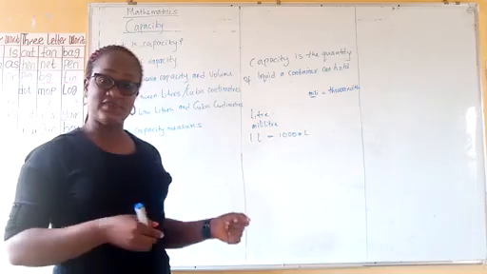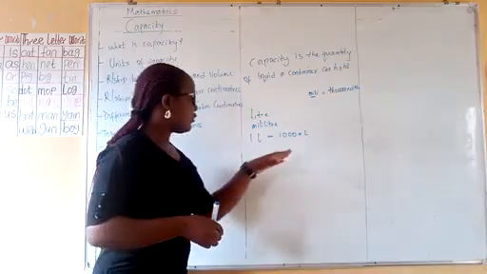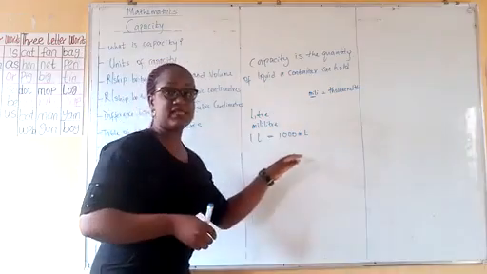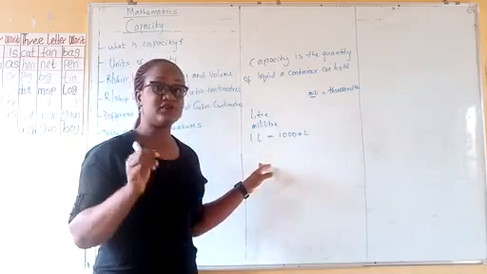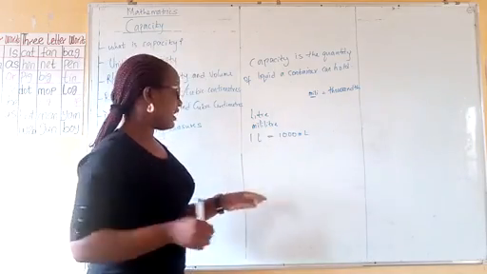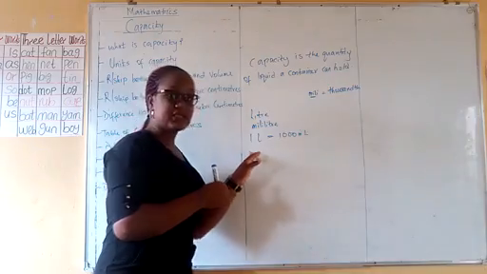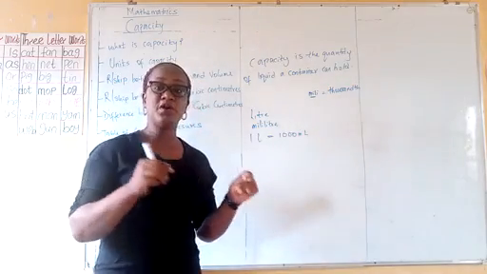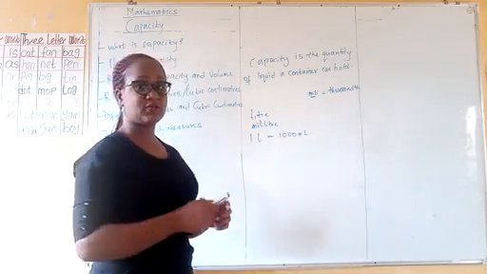Did you say divide? You're right. So when you want to change from milliliter to liter, you simply divide by 1000. Now, if you want to change from liters to milliliters, you do what? You will multiply by 1000 to get what you want.